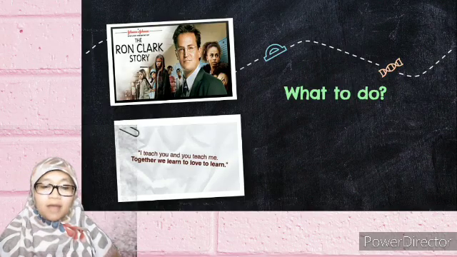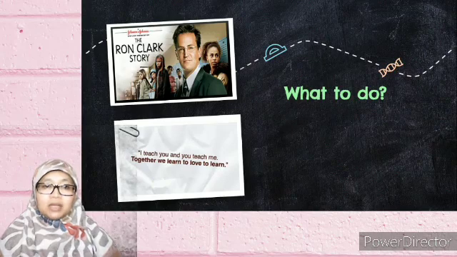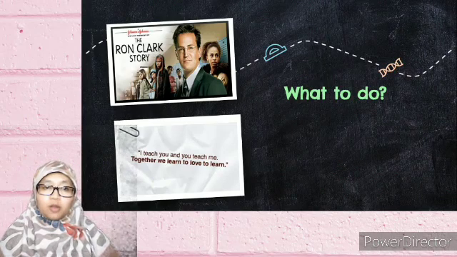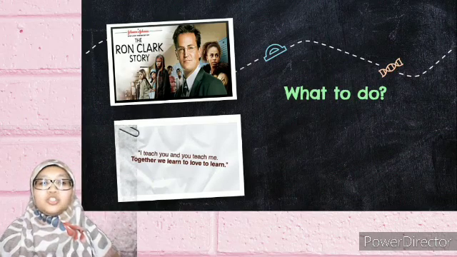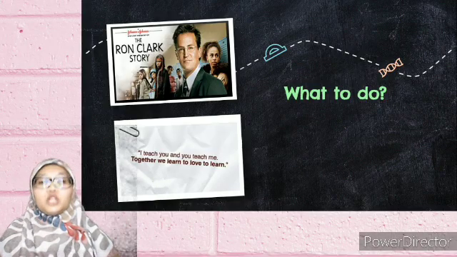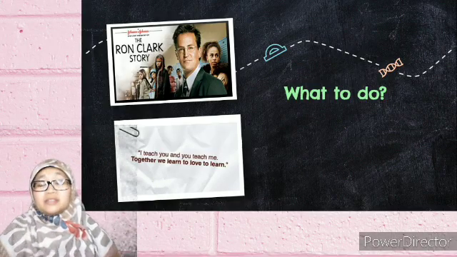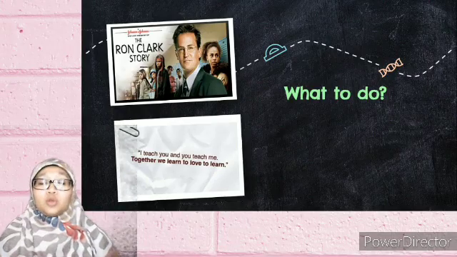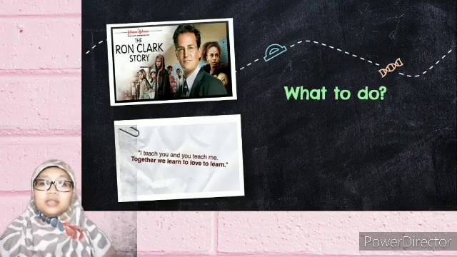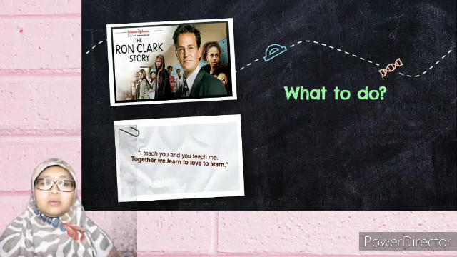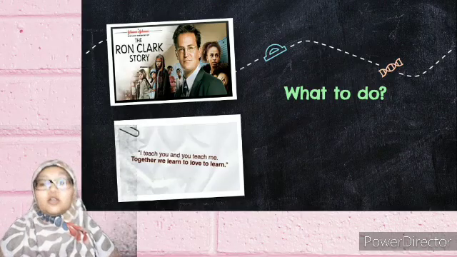So here I have highlighted an interesting quote from the movie. "I teach you and you teach me. Together we learn to love to learn." So it is impossible for a teacher to have this kind of thing if they do not know who the learners are and what the characteristics of the learners are.